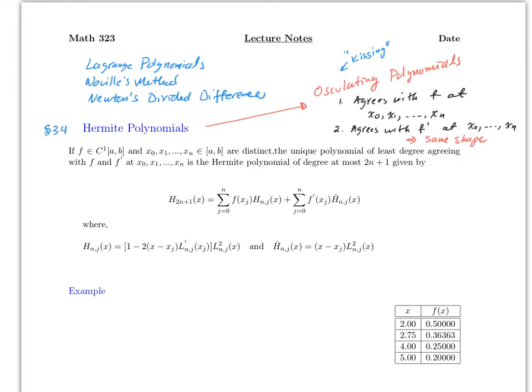Now, in reality, it may be very hard to know what the derivative values are. So this is not very practical if we don't have these values. But if you do, then like you will see right now, the approximations are pretty good. All right, so let's look at the formal definition of Hermite polynomials.